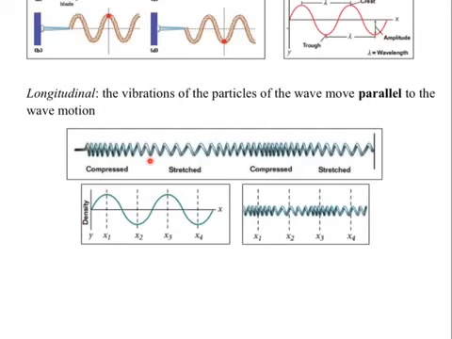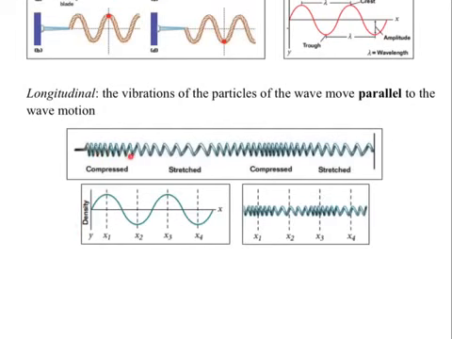And what you'll notice here on this graph, what's graphed is really the density of the spring. So in the beginning, the spring is compressed here. This part of the spring is stretched, this part is compressed, this part is stretched. Here's the compressed part right here. Here's the stretched part down here. Compressed and then stretched. So this is a function of the density of the spring.